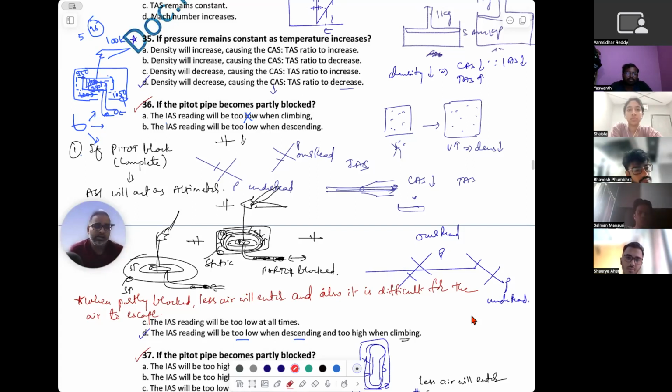Okay. See, these lines are taken exactly from the Oxford. I've cross-checked them. So remember, it will read too low when descending, too high when climbing. The word too is there, that means it is a significant thing. It will not read low, it will read too low. There is some mathematics behind it. Just try to remember it. We are not going to construct ASIs. We are not going to become the manufacturing team of ASI for Boeing. But remember. Okay. Next.